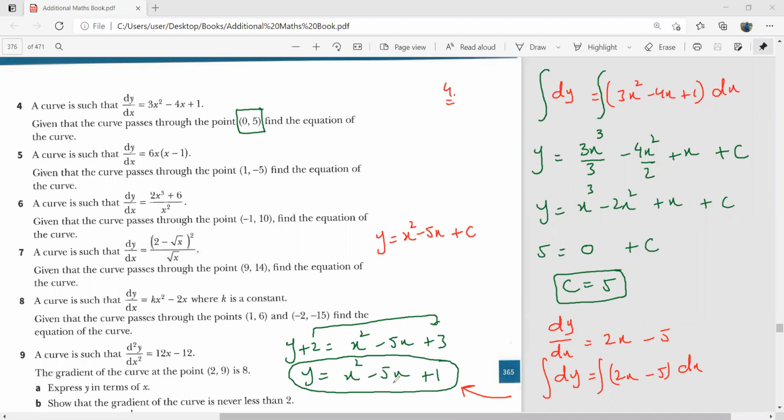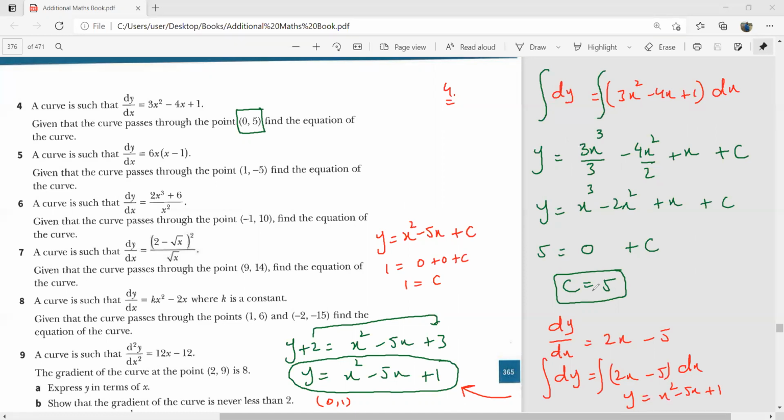If I have a point, suppose I have been given a point 0, 1 on this line. So I'll put that point here. 1 equal to 0 plus c. I'll get that c as 1. So that would mean the equation is finally y equal to x square minus 5x plus 1. Therefore, you don't need to write plus c on both sides because this is one equation. An equation can have only one constant in it. I hope I tried to make it clear to you.